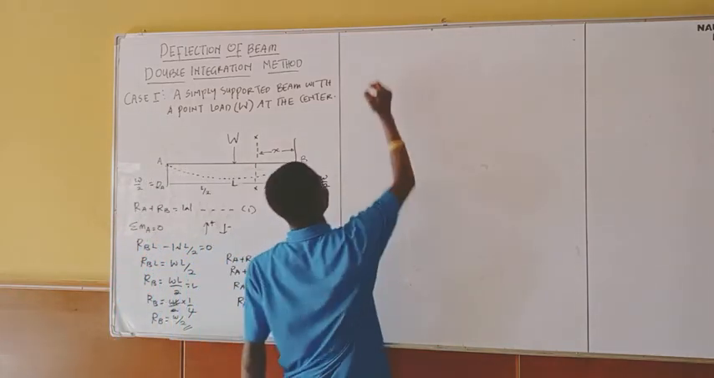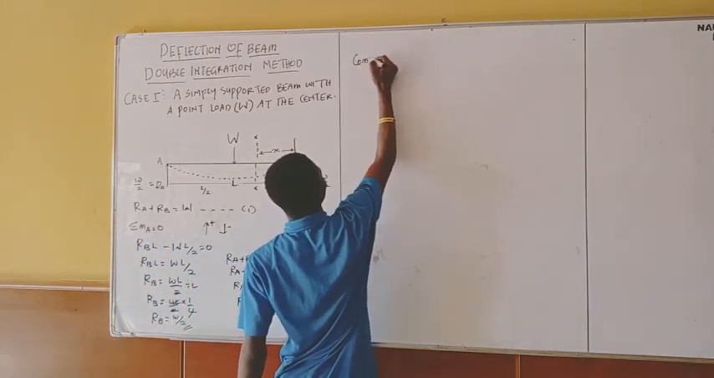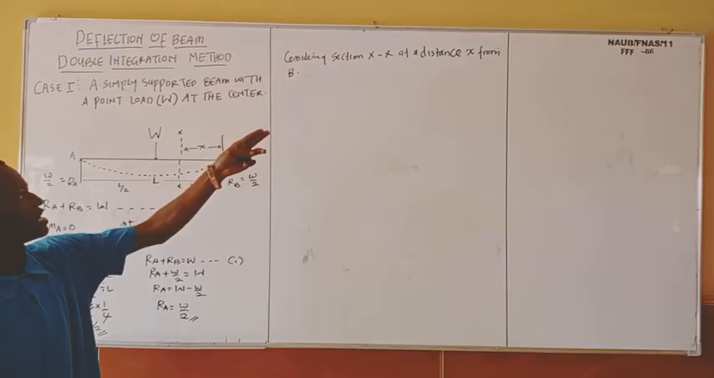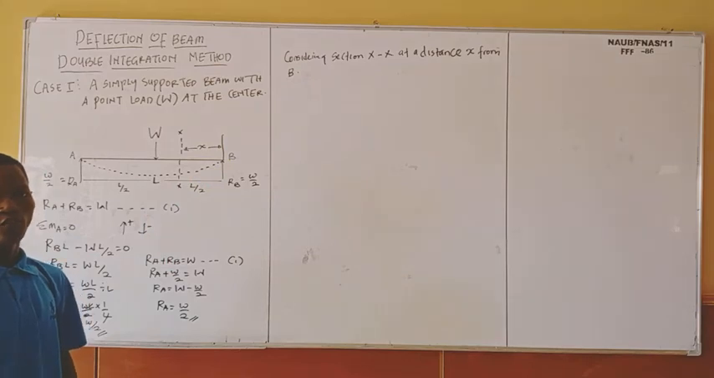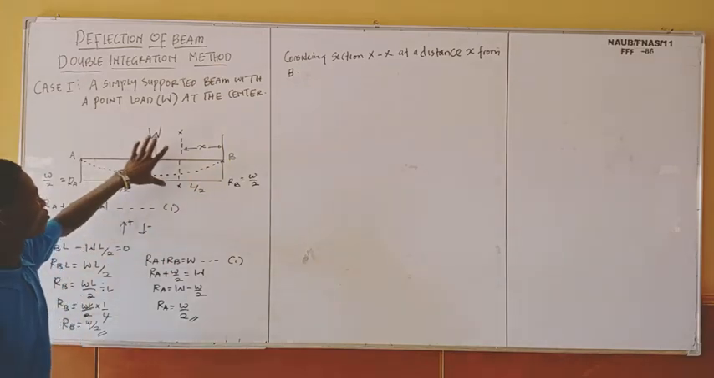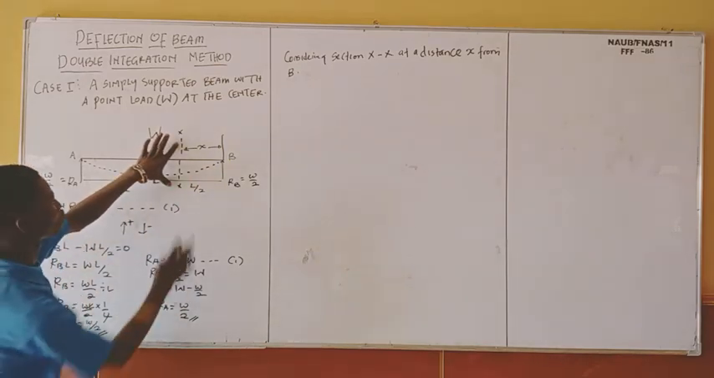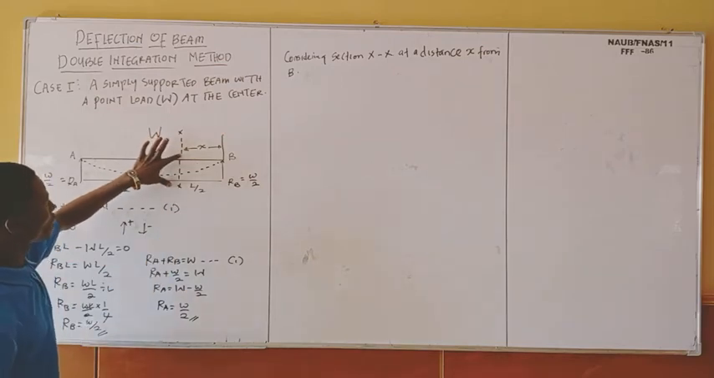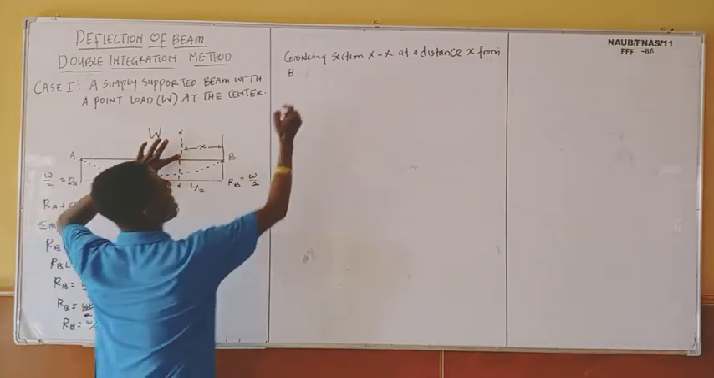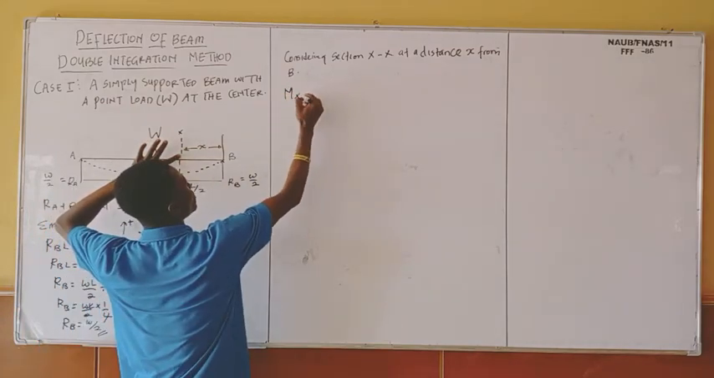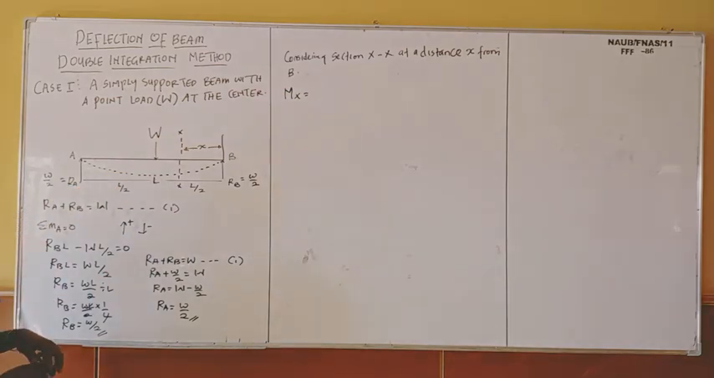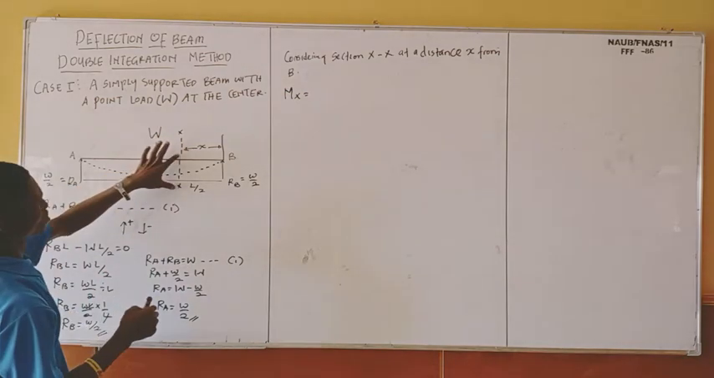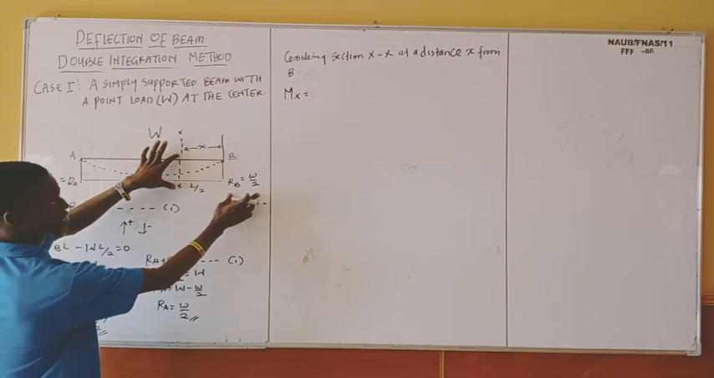So now, considering XX at a distance X from B, I've told you that moment is force times perpendicular distance. So now I'm considering this section at a distance X from B. So I need to find moments at this point. So for me finding my moment at this point, moment at X, I'm going to have moment at this section. So in this case now, I only have one force here, which is my RB.